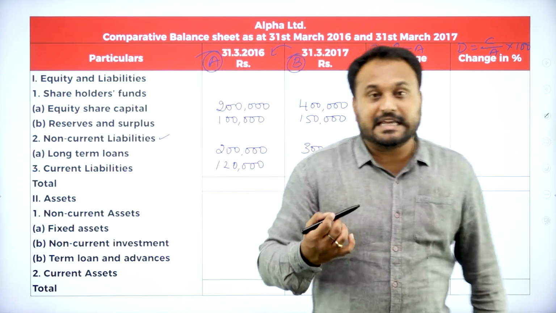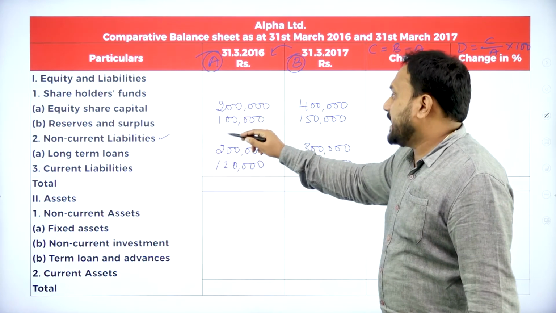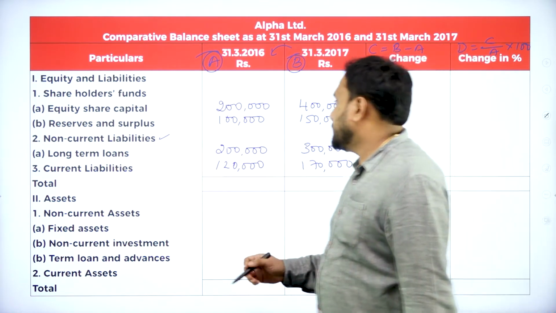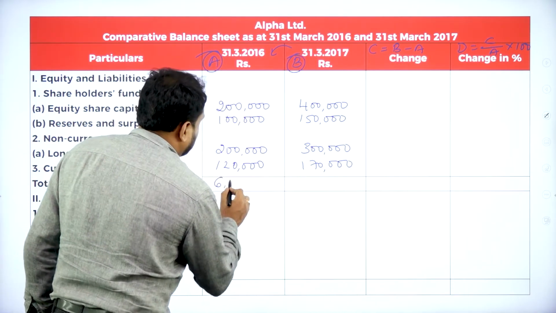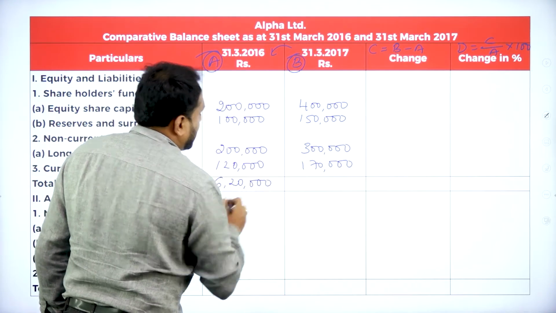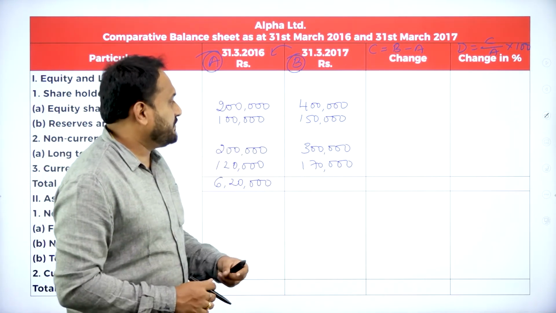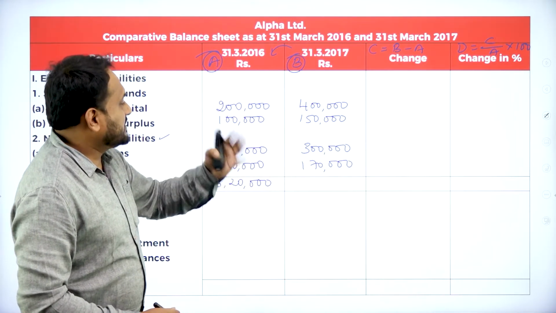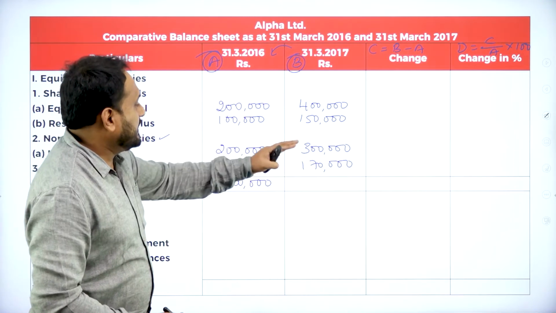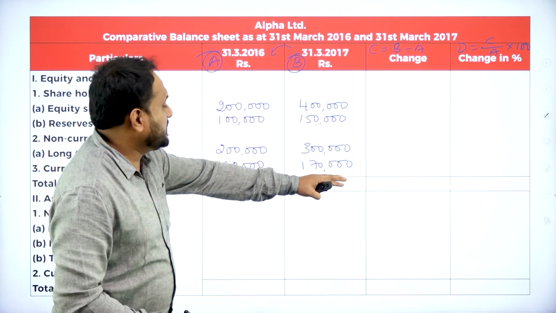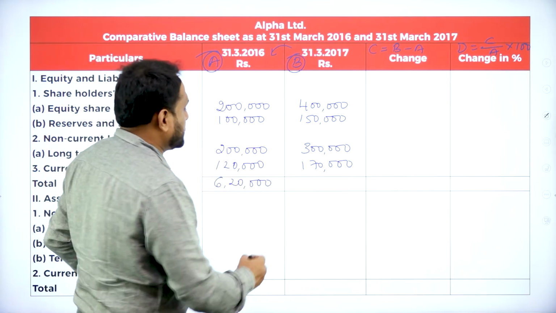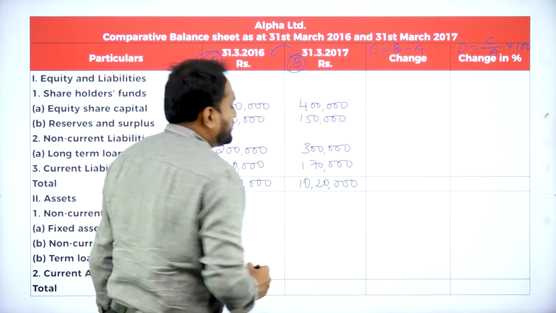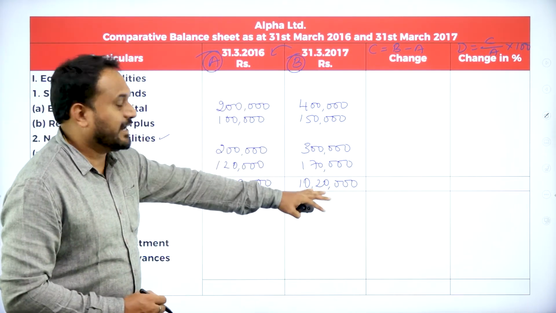So what we are supposed to do is add each and everything properly here. Now 2 lakh plus 1 lakh is 3, 3 plus 2 is 5, 5 plus 1 is 6, that is 6,20,000. So here we get 6,20,000. Next, 4 lakh plus 1 lakh 50 is 5 lakh 50, plus 3 lakh, 8 lakh 50, plus this, the total is 10 lakh 20,000. So here we'll write 10 lakh 20,000.